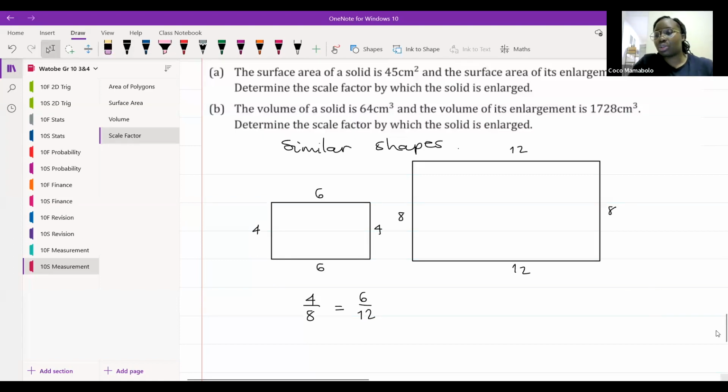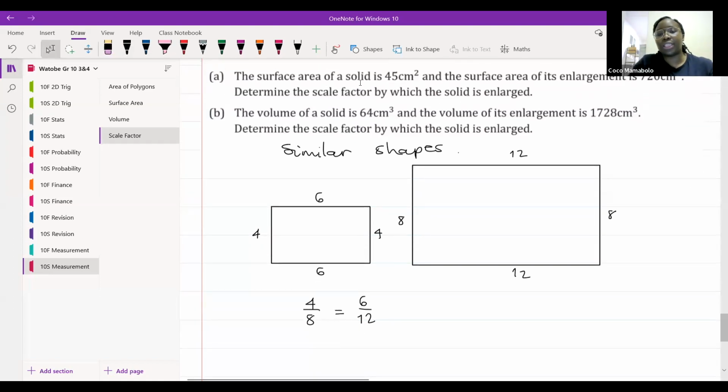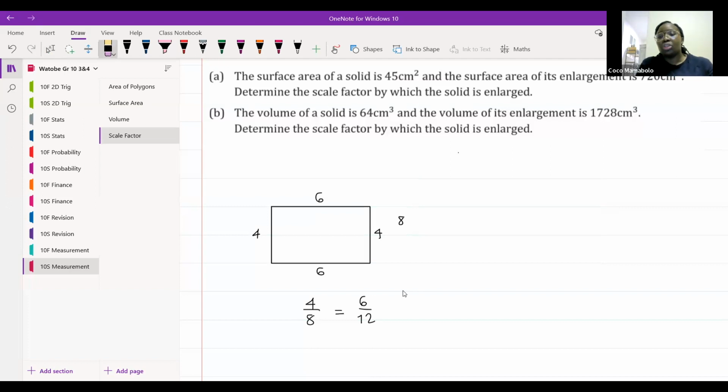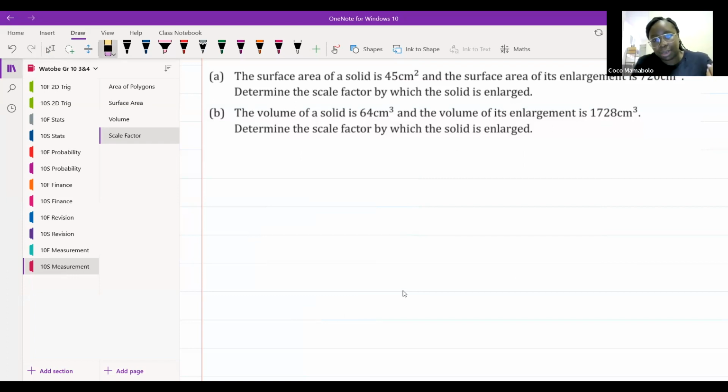Now, look at these 2 questions up here. It says here, the surface area of a solid is 45 centimeters squared, and the surface area of its enlargement is 720 centimeters squared. Determine the scale factor by which the solid is enlarged. So how are we going to figure that out, guys? We already know that they are similar shapes. So all we're going to do is use the proportion of the similarities to get the answer that we're looking for. Okay, please find me the scale factor of that first one over there.